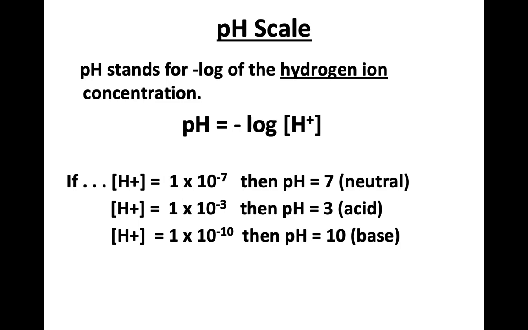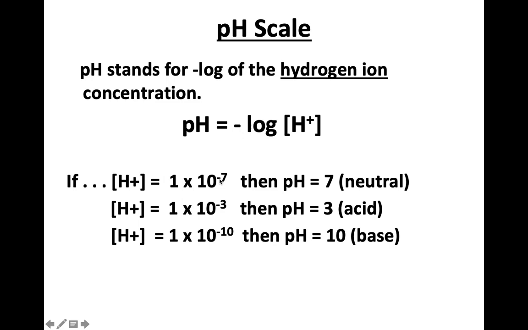Okay, so here's the practice. The pH scale stands for the negative log of the hydrogen ion concentration. So here is pH equals negative log of H plus. I think they actually put this on the AP exam. I don't know why. It's really easy. So if you have a hydrogen ion concentration of 1 times 10 to the minus 7, the pH would be this number, 7, which is neutral.